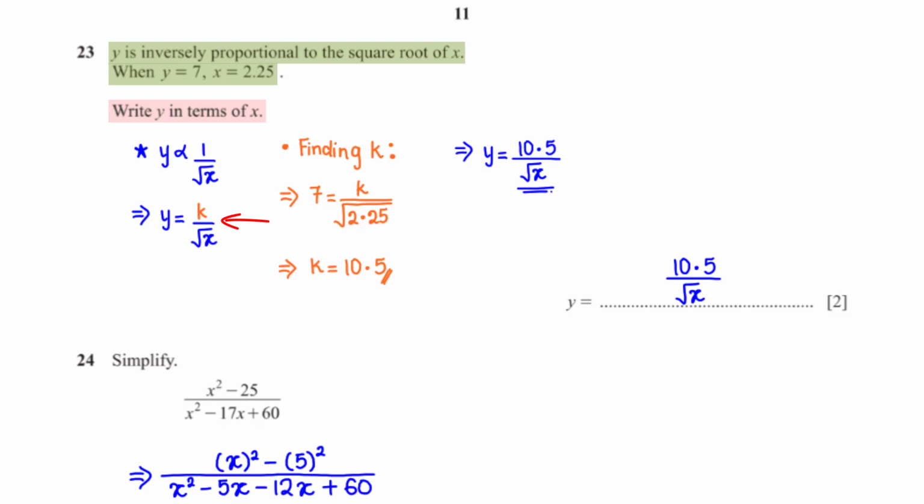From here, we need to find the value of k. We can get the value of k by substituting the values of y and x given in the question. This gives us 7 equals k divided by the square root of 2.25. When we make k the subject, we get 7 times square root of 2.25, which is equal to 10.5. So now we have y equals 10.5 divided by the square root of x.